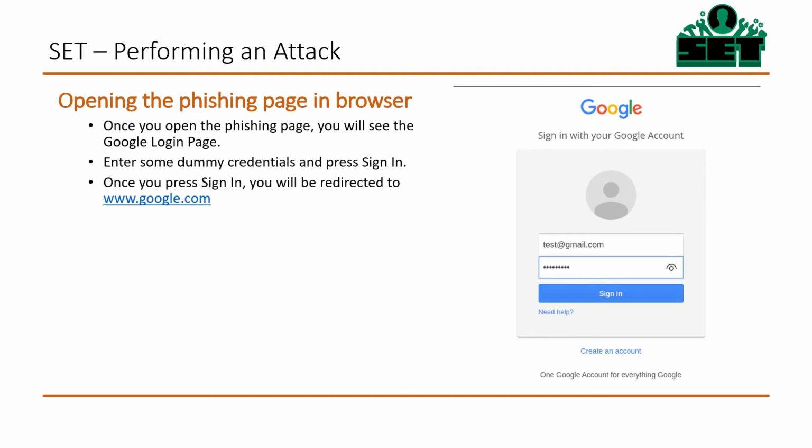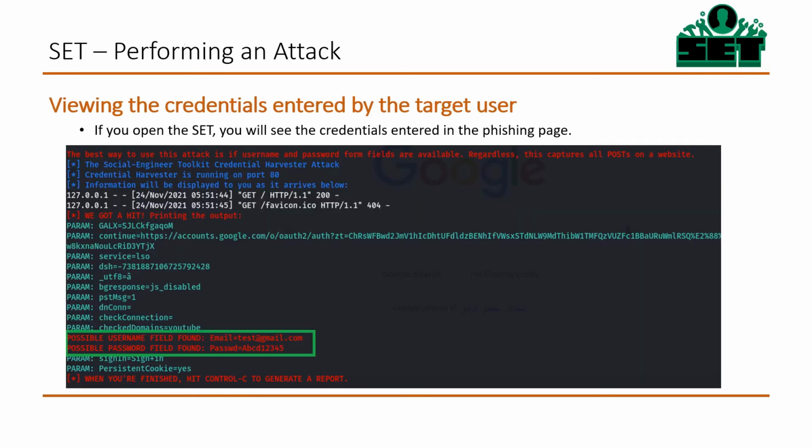Opening the phishing web page in a browser. Once you open the phishing page, you will see the Google login page. Enter some dummy credentials and press sign in. Once you sign in, you will be redirected to www.google.com. Viewing the credentials entered by the user target. If you open the SET, you will see the credentials entered in the phishing page.